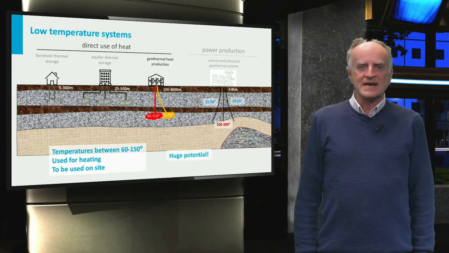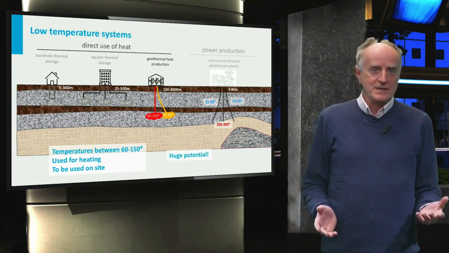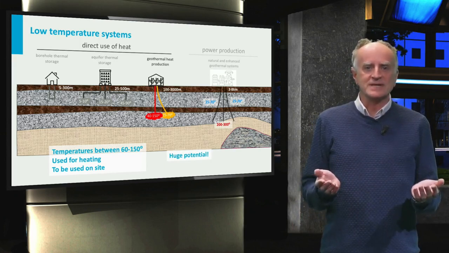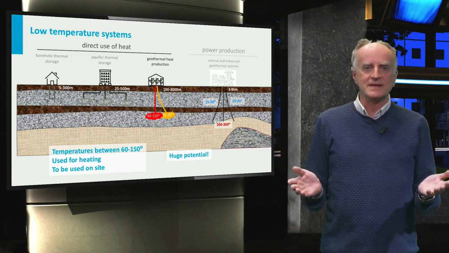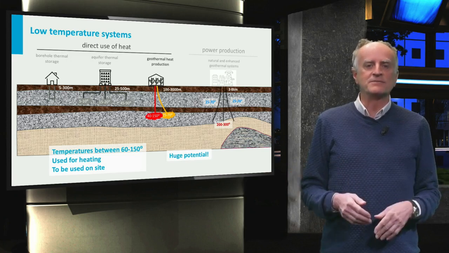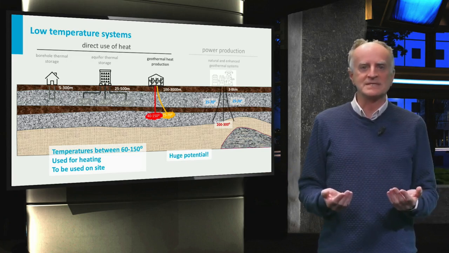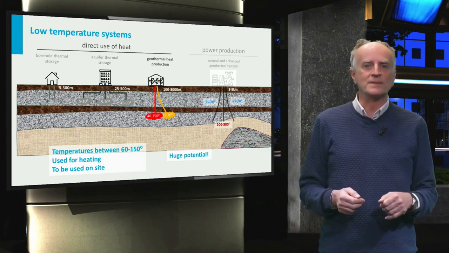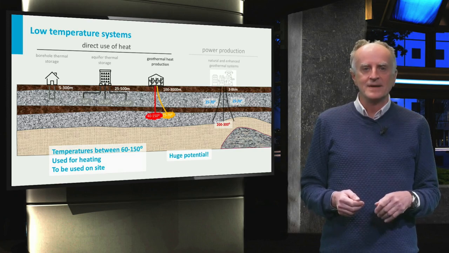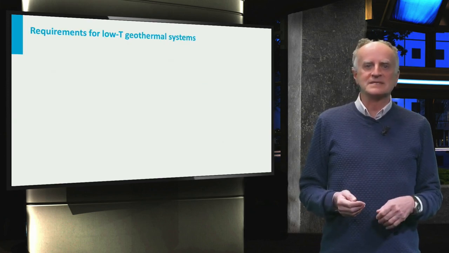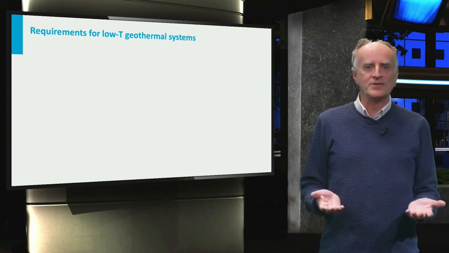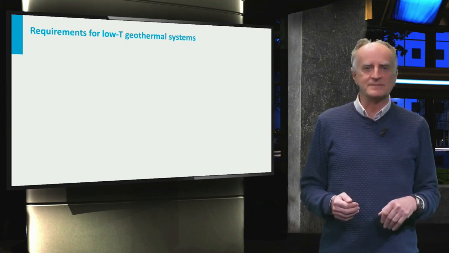Low temperature systems are not very well known to the general public, but because they do not require particular thermal conditions, they have huge potential. In fact, the installed capacity of a heat production geothermal system is more than 6.5 times higher than that of geothermal electricity. Low temperature geothermal systems require permeable rocks, which are called aquifers, with hot enough waters at accessible depths.